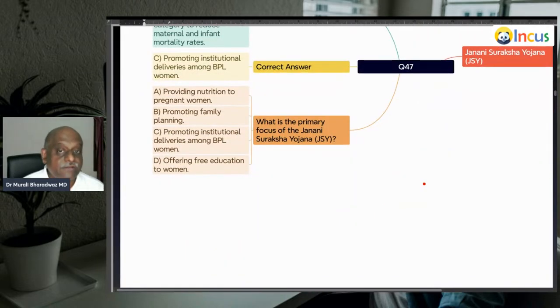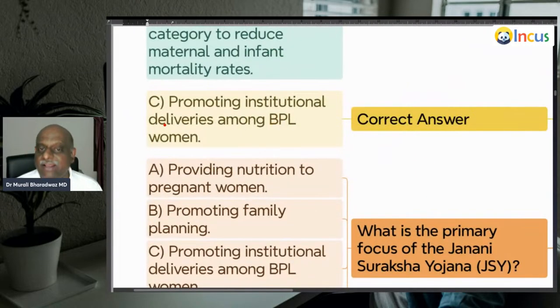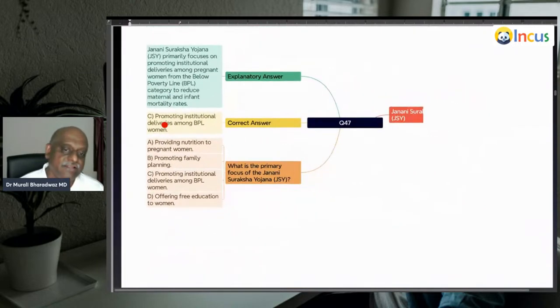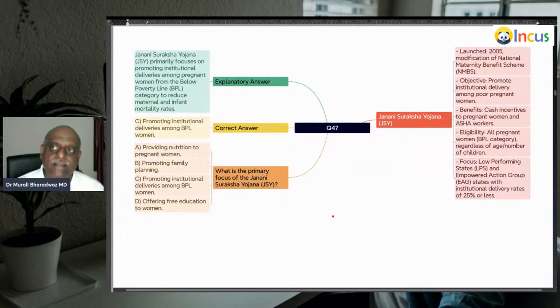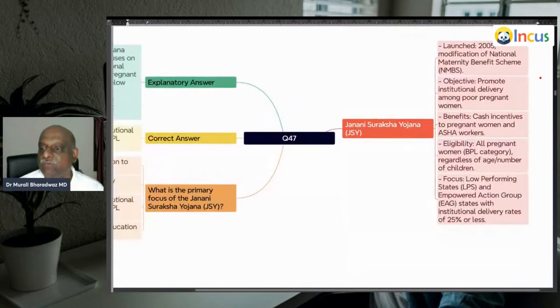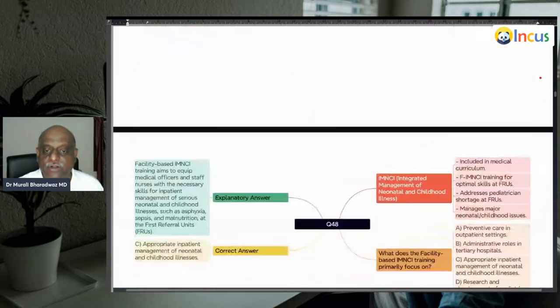What is the main focus of Janani Suraksha Yojana? To promote institutional deliveries among women below the poverty line is the main part of the Yojana. I leave all the literature. When was it launched? What is the objective? What are the benefits? What is the eligibility? What is the focus? So mind maps are a very fast way by which you can summarize, doctor, all the concepts.